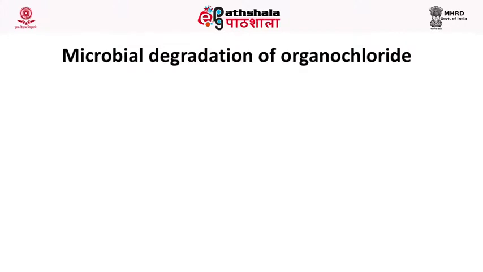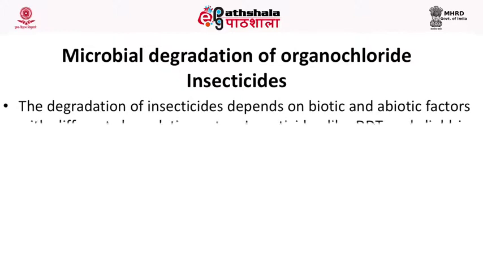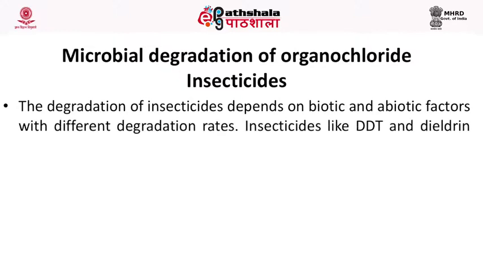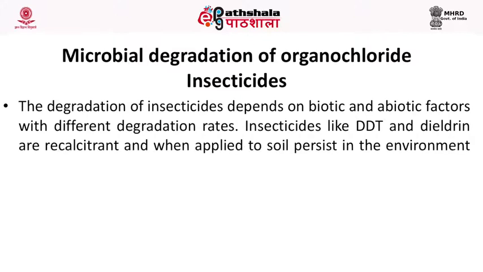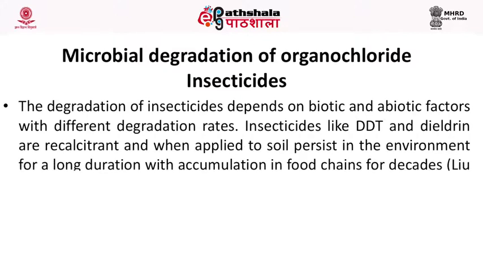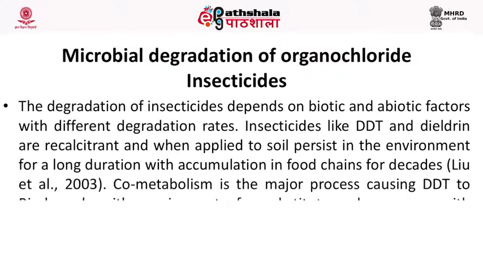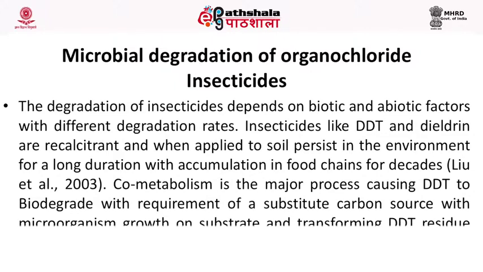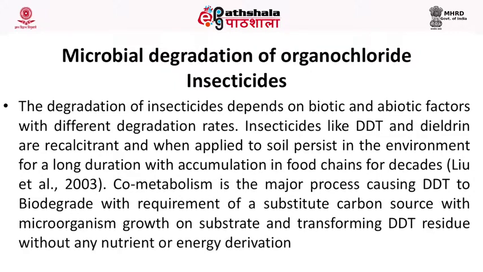Next example is the degradation of organochloride insecticides. The degradation of insecticides depends on biotic and abiotic factors with different degradation rates. Insecticides like DDT and dieldrin are recalcitrant and, when applied to soil, persist in the environment for a long duration with accumulation in food chains for decades. Co-metabolism is the major process causing DDT to biodegrade, requiring a substitute carbon source, with microorganisms growing on a substrate and transforming DDT residues without any nutrient or energy derivation.